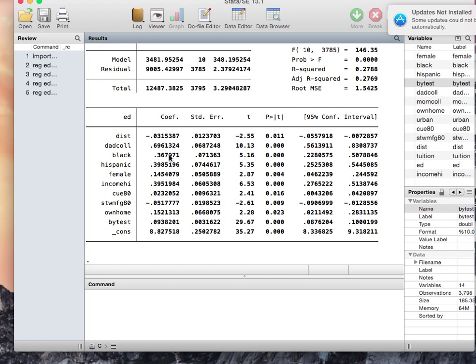But do not interpret two results or two coefficients at the same time. That doesn't make sense. That doesn't work in the context of linear regression, at least.